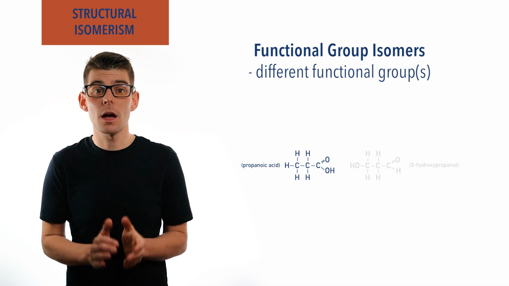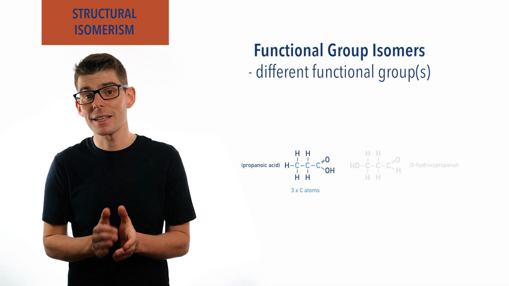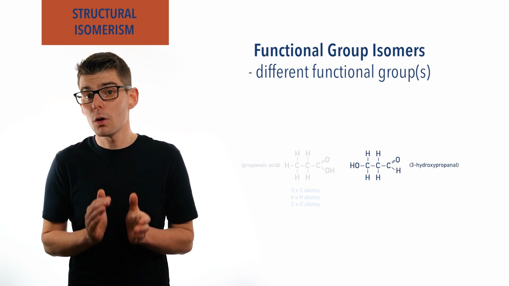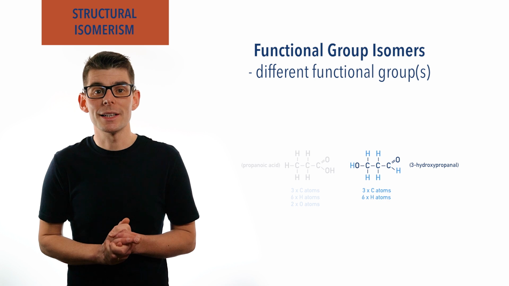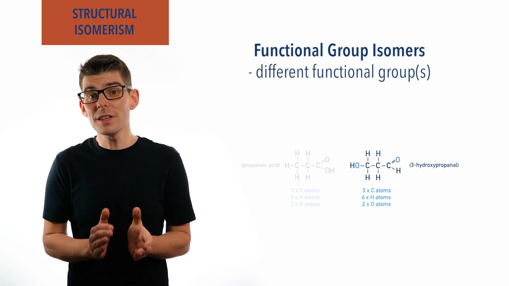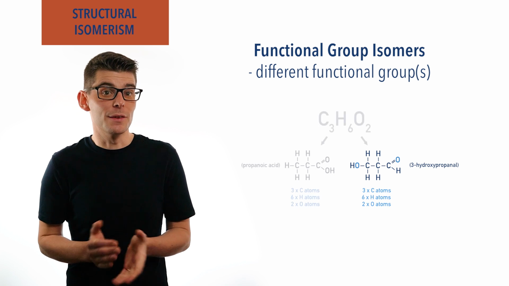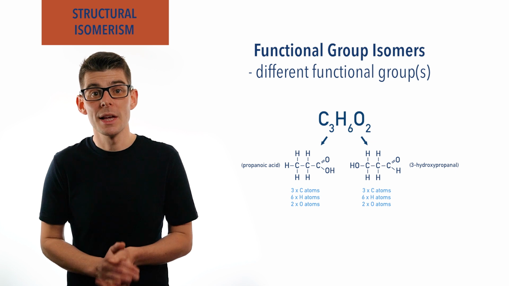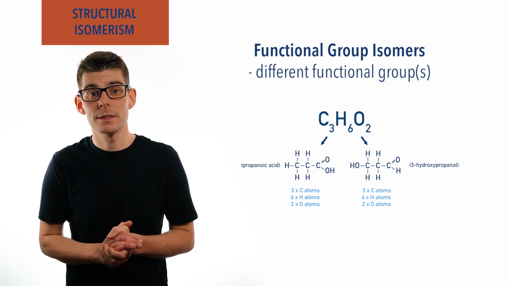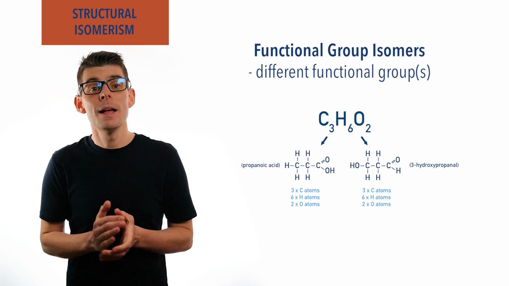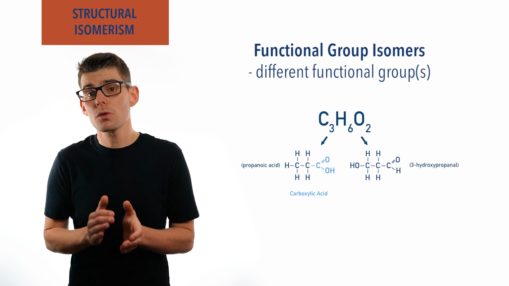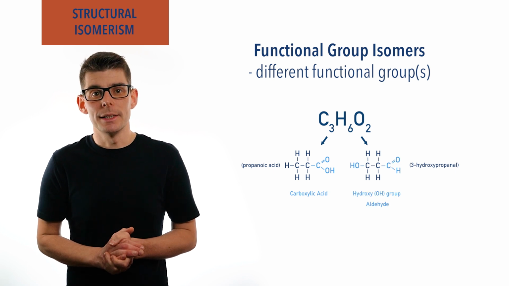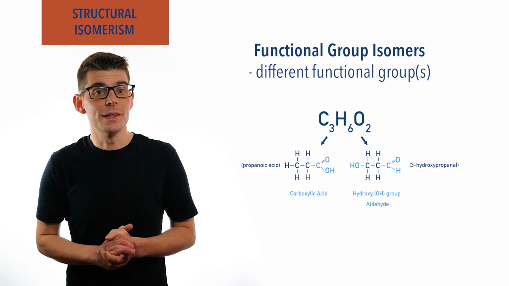In propanoic acid, there are a total of 3 carbon atoms, 6 hydrogen atoms, and 2 oxygen atoms. In 3-hydroxypropanal, there are also 3 carbon atoms, 6 hydrogen atoms, and 2 oxygen atoms. This means they have the same molecular formula, C3H6O2. However, these are clearly 2 very different molecules, and they would both have different chemical properties. The functional group of propanoic acid being a carboxylic acid, and the functional groups of 3-hydroxypropanal being a hydroxy, OH group, and an aldehyde. They are therefore functional group isomers.